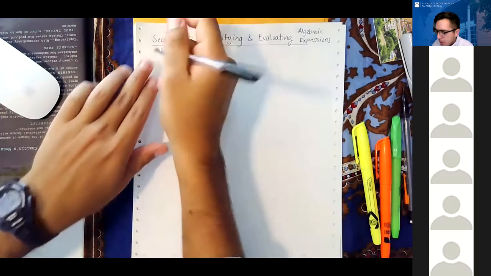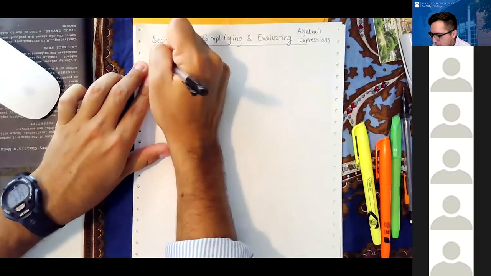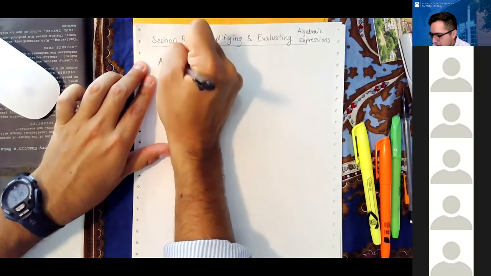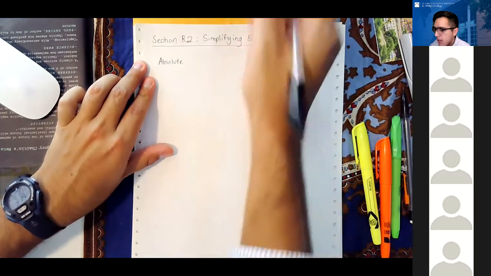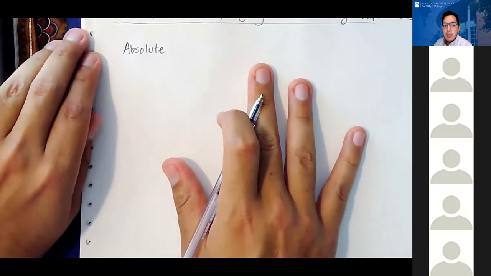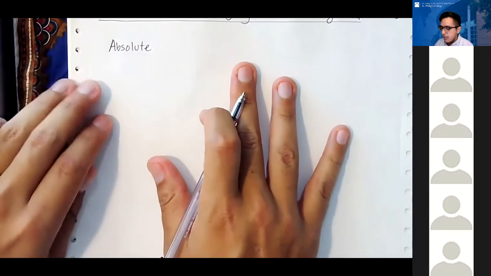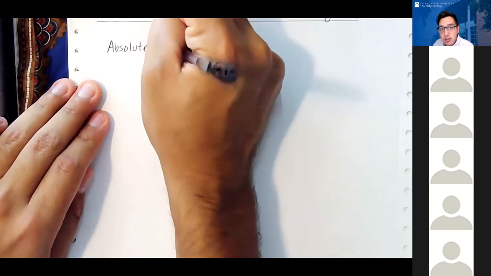Okay, but to start us off, I want to do a little review of absolute value. I'm sorry, Mr. Aguilar. Is there any way you can make it bigger? I can't really see it. There you go. Is that better? Yeah, better. Thank you. Okay. Absolute value.